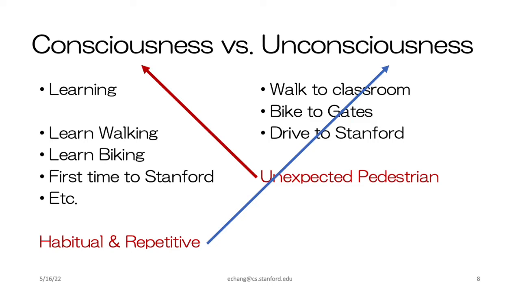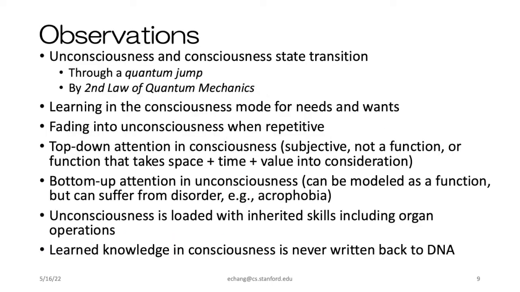So observations: we talk about the transitions, we talk about needs and wants, and we will expand the discussion shortly. And last time we talked about how top-down attention is in consciousness, and bottom-up is from unconsciousness to consciousness. And finally, unconsciousness is loaded with inherited skills, right? When we were born, we already can do very sophisticated organ operations.